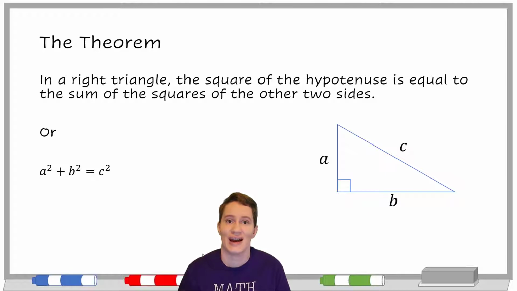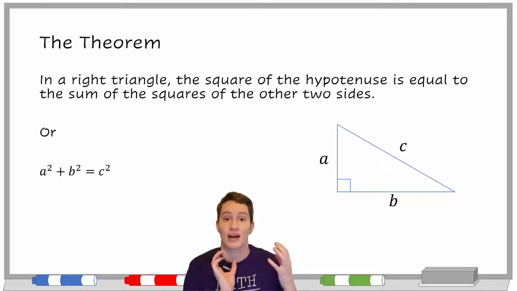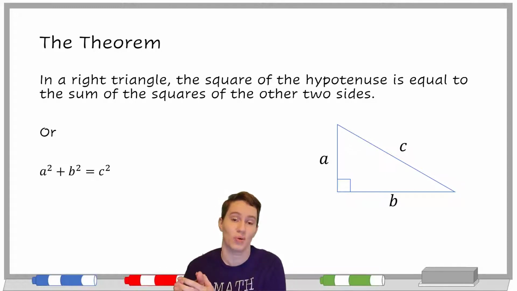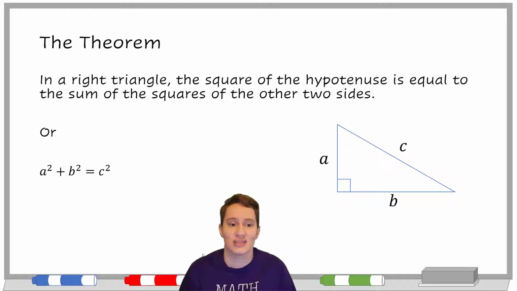And then C has to be the hypotenuse, but A and B can be either of the two legs. Because what we're saying here is that since the hypotenuse is the biggest, we can take the sides A and B, square them, add them together, and that should equal what the third side is squared.